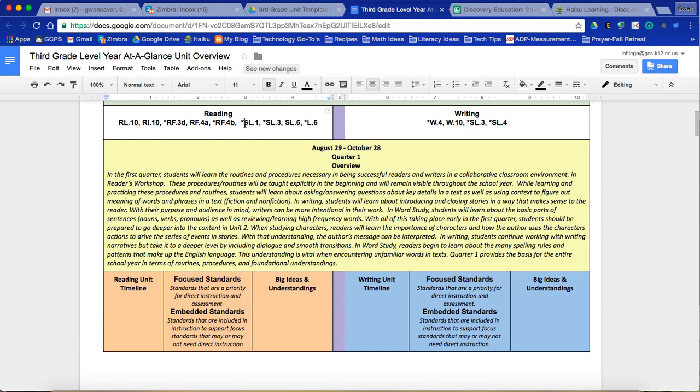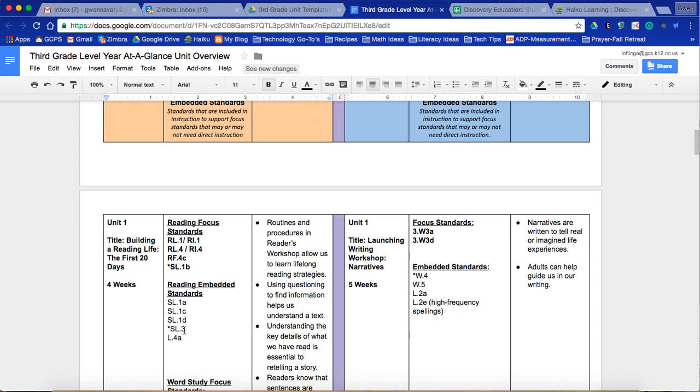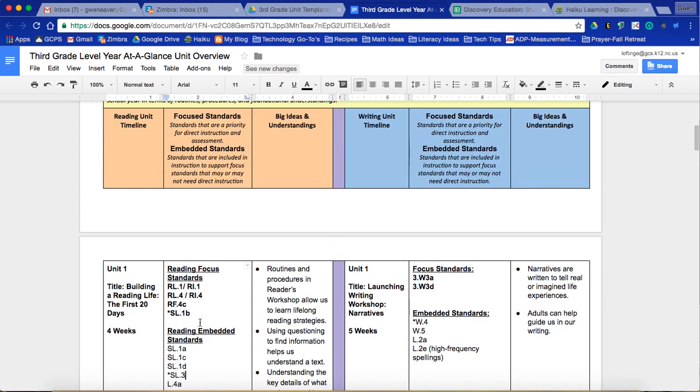So this asterisk means it's going to appear as a standard in a particular unit. So you'll see here we have that asterisk. There's one for a focus reading standard and one for an embedded standard, and that just means it is a unifying standard, but is to be explicitly taught in this particular unit.